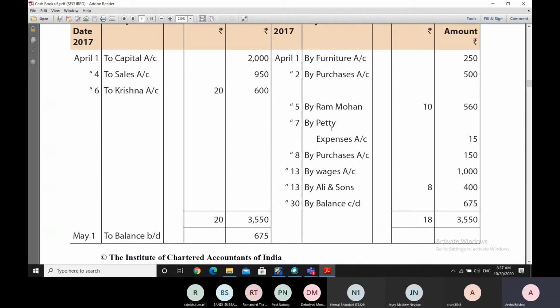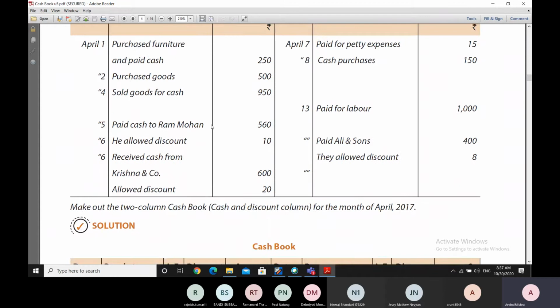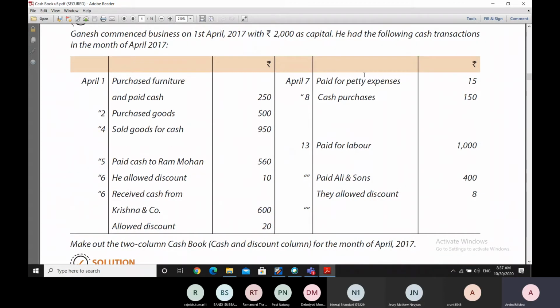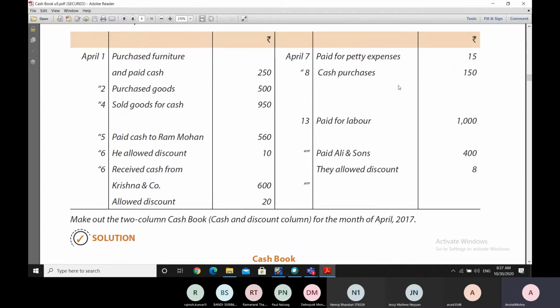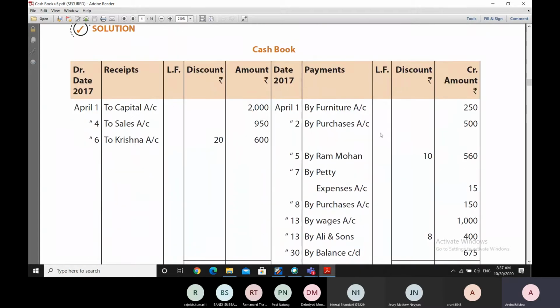Now let us see this entry by petty expenses account on April 7. On April 7, we have made some petty expenses payments. Petty means small expenses, trifle expenses, which are not of great importance. So expenses of 15 rupees have been made in cash. Therefore, what we are doing here is that we have a petty expenses account. So we credit the cash book and debit the petty expenses account by rupees 15.